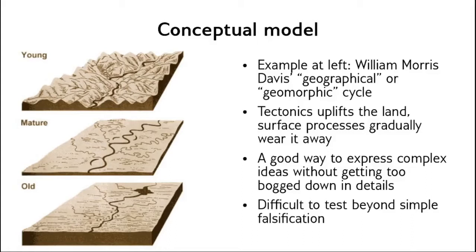The hard part, though, is because there are not numbers associated with it, it's difficult to test beyond simple Boolean logic and falsification, meaning, did it get steeper or less steep? Is the land higher or is the land lower? Are the rivers flatter and curvier, or are they steeper and full of more gravel and bedrock sections? Right? And with that, it's actually a little bit harder to then know what time scale these things happen over. You can get some idea, but prediction is also a problem.